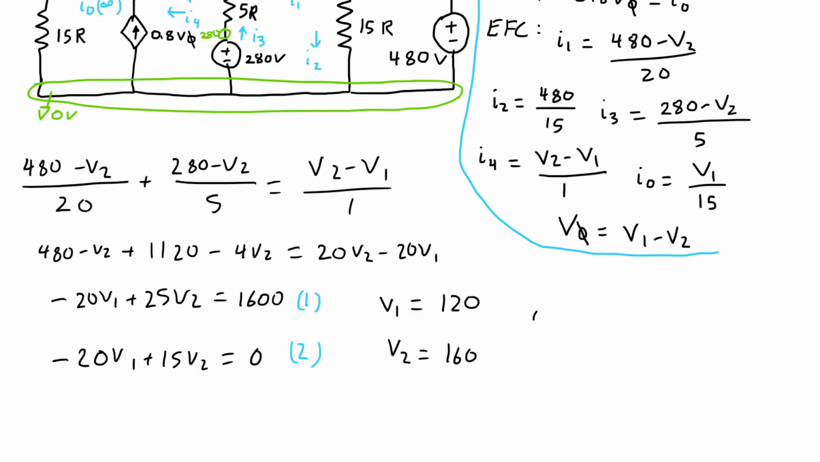So if we want to find I_O infinity, it's going to be V1 divided by 15. So 120 divided by 15 is 8 amps. So that is our final current.